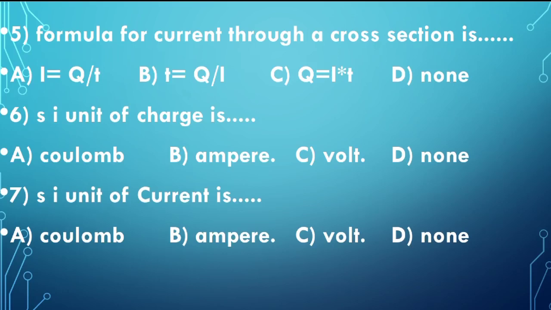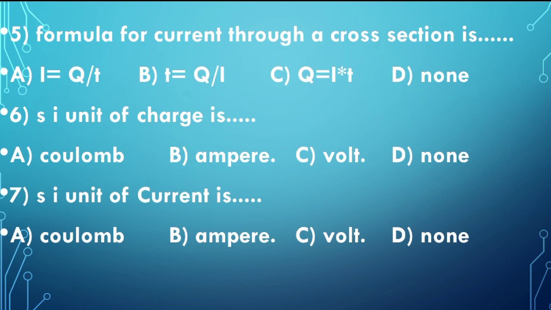So therefore we need to take the time. The flow of charge in some time is called the electric current. So therefore the first option is correct, I equals Q by T. Okay, so moving on to the next question.